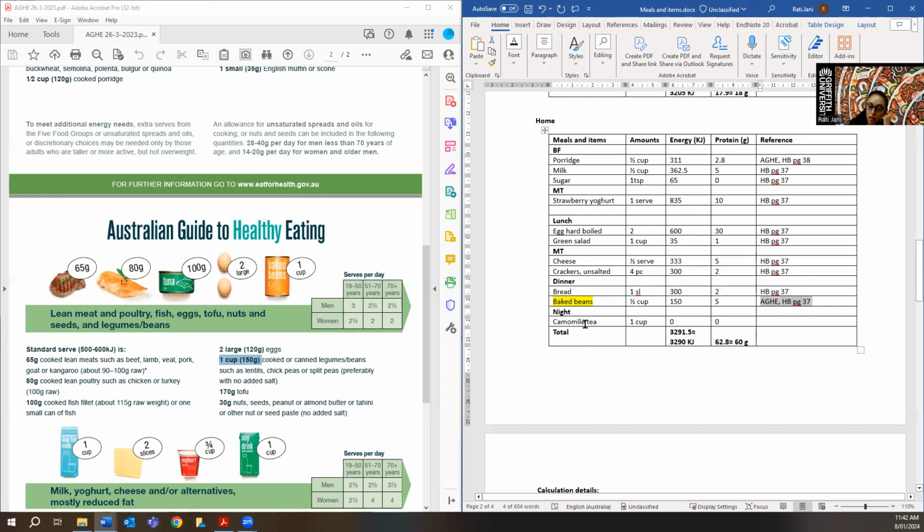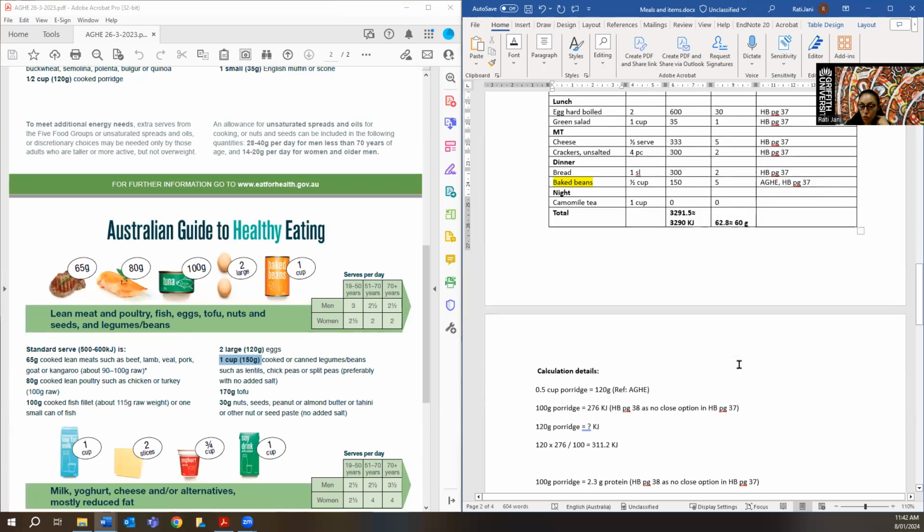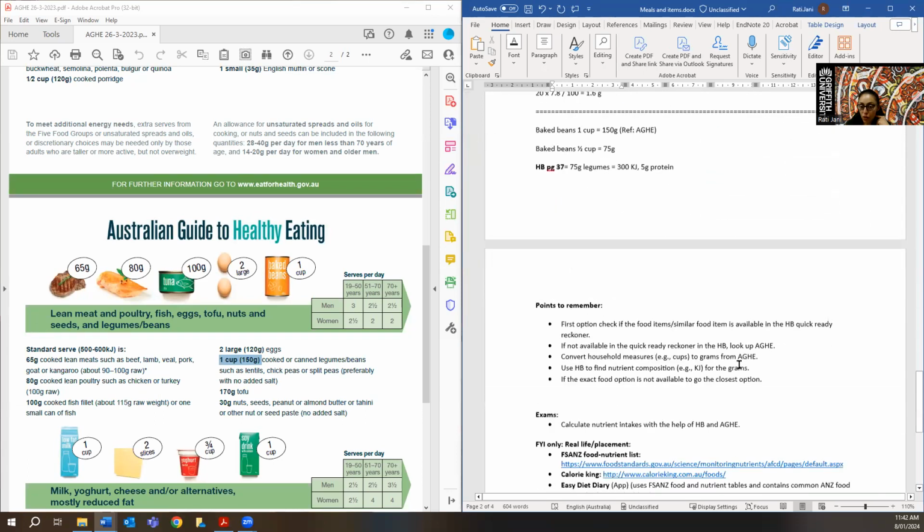All right. Then you have tea. It's just tea, no milk, no sugar, and it's 0 and 0. Okay. So again, I have rounded it up: 3291, I have just done as 3290. And 62.8, I've just done as 60. So it makes it simple. Does that make sense, guys? Okay. So I hope that is helpful.